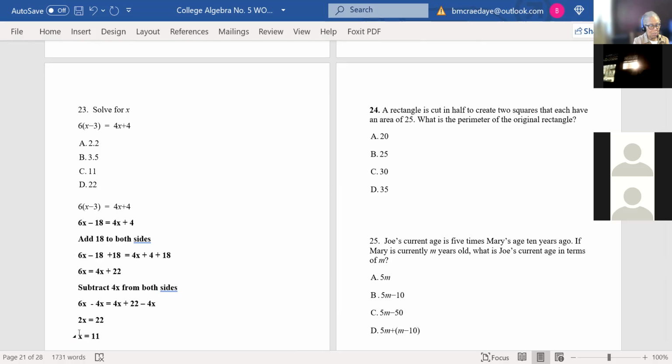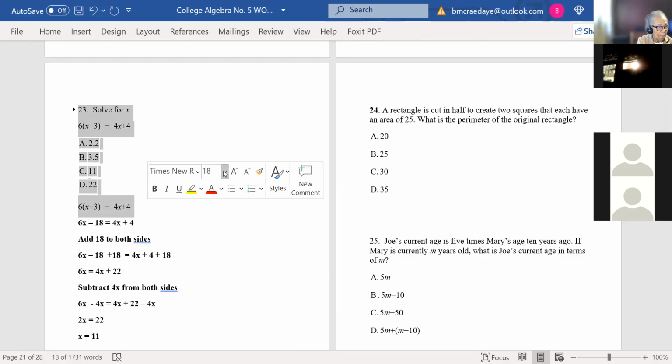Any questions? Page number 23. What number is that? 23 on what page? This is the number 5 college algebra. Do you see this? I never know. They got me at work. I can't do this.